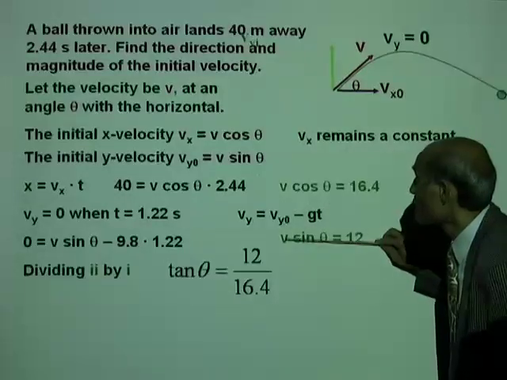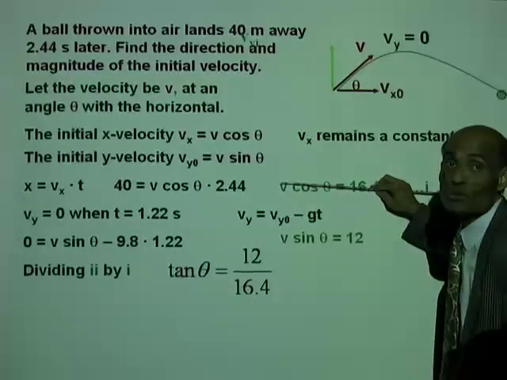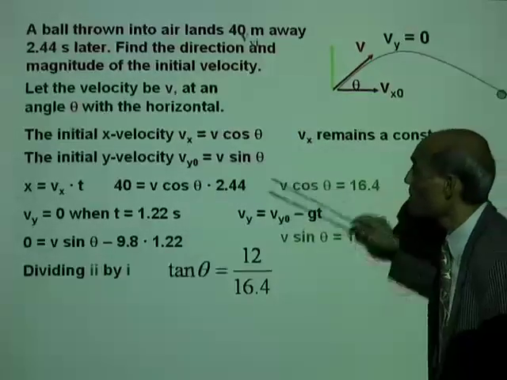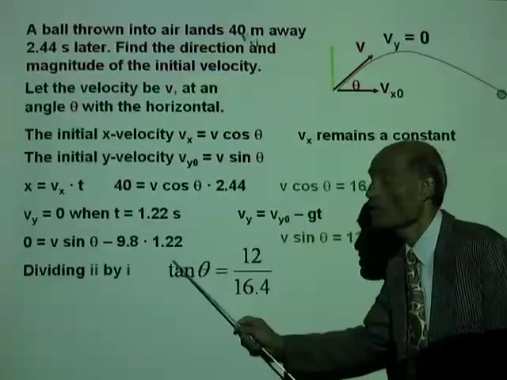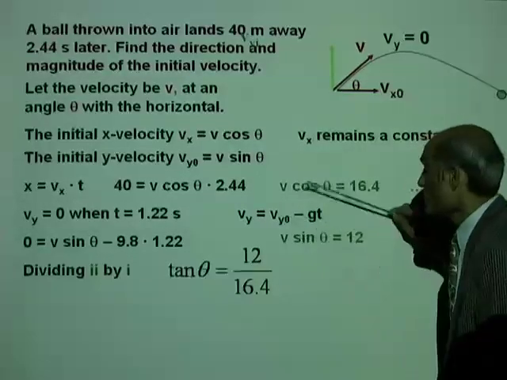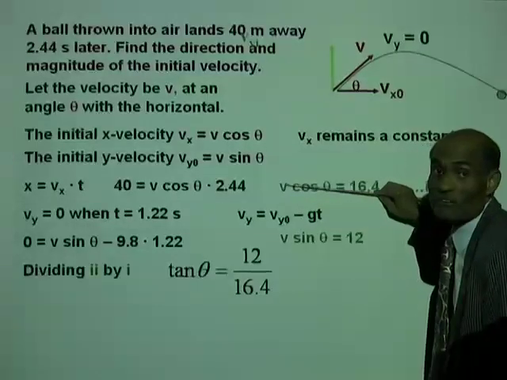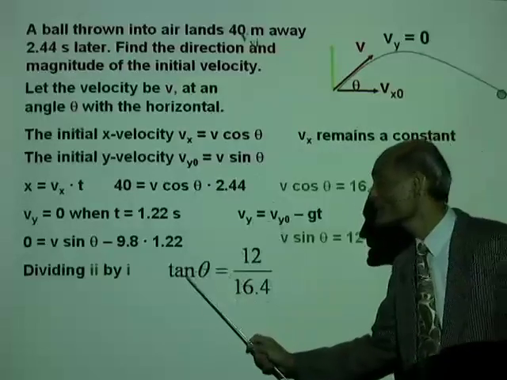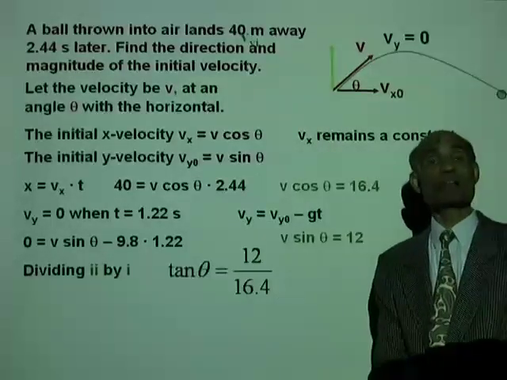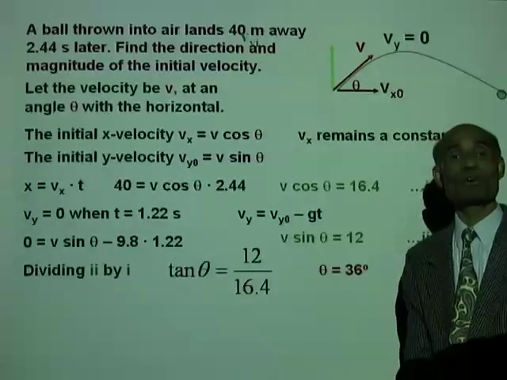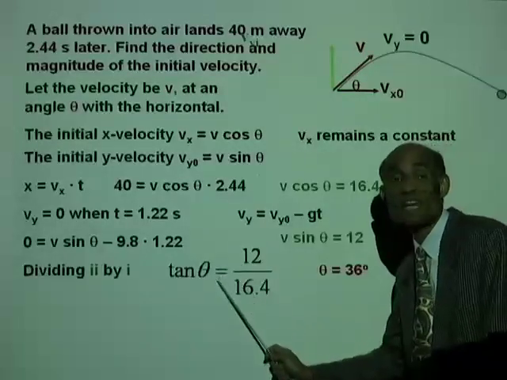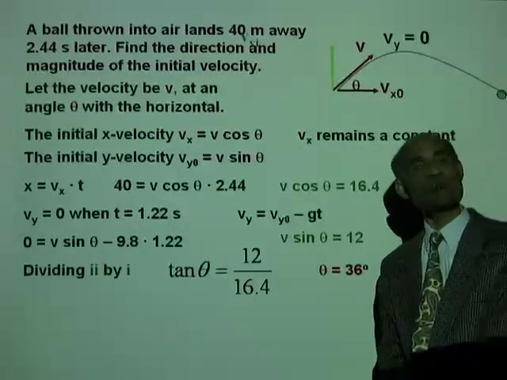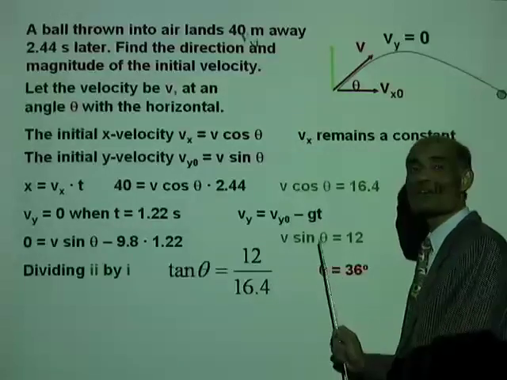We get V sin theta divided by V cos theta. V and V will go. Sin theta divided by cos theta is tan theta. Now, V sin theta divided by V cos theta is 12 divided by 16.4. So we get tan theta equal to 12 divided by 16.4, and therefore theta equal to tan inverse of this number, that is 36 degrees. You see how beautifully we were able to get that angle theta.